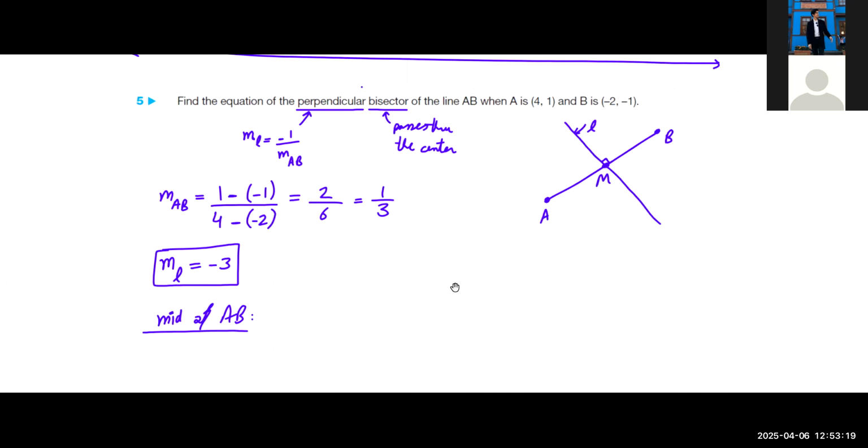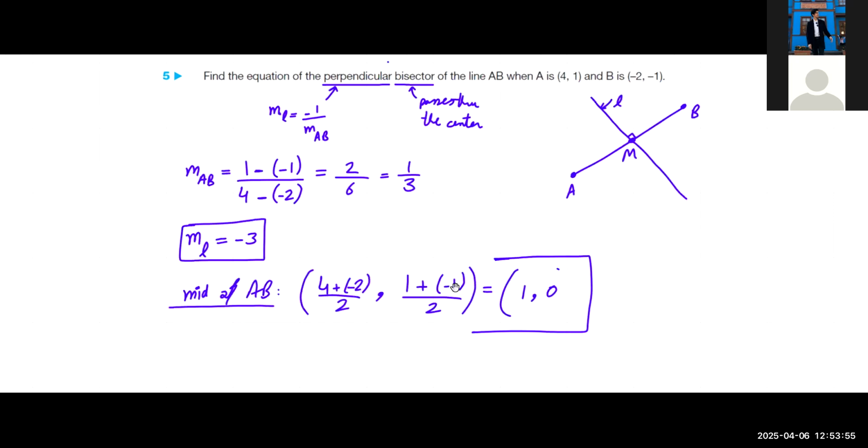So what's the x value going to be for the midpoint of AB? 1. How did you find that? 4 plus negative 2 over 2. Exactly. And what about the y value? 0. Exactly. 1 plus negative 1 over 2, which is indeed 0. So the midpoint is (1, 0). Now that we know the slope and a point on the line, we can go ahead and find the equation of our line.